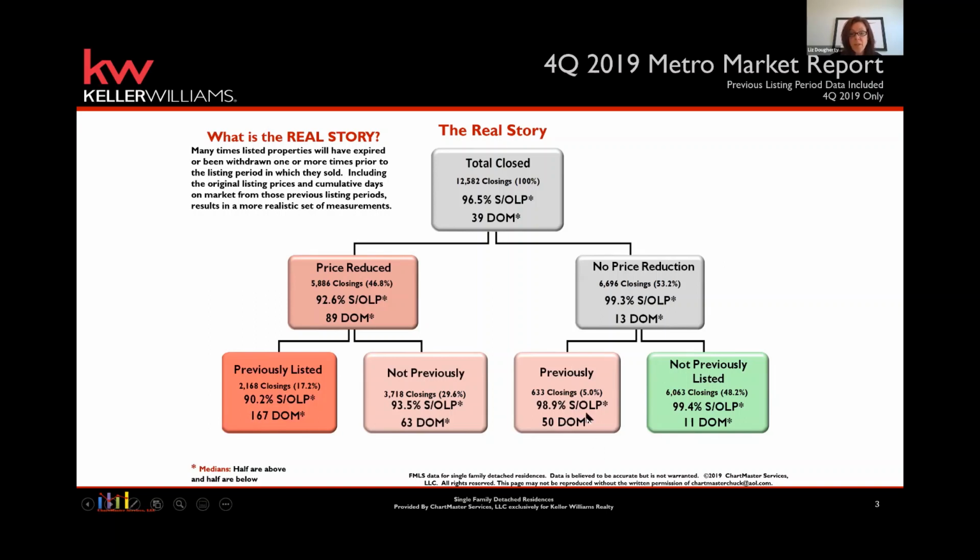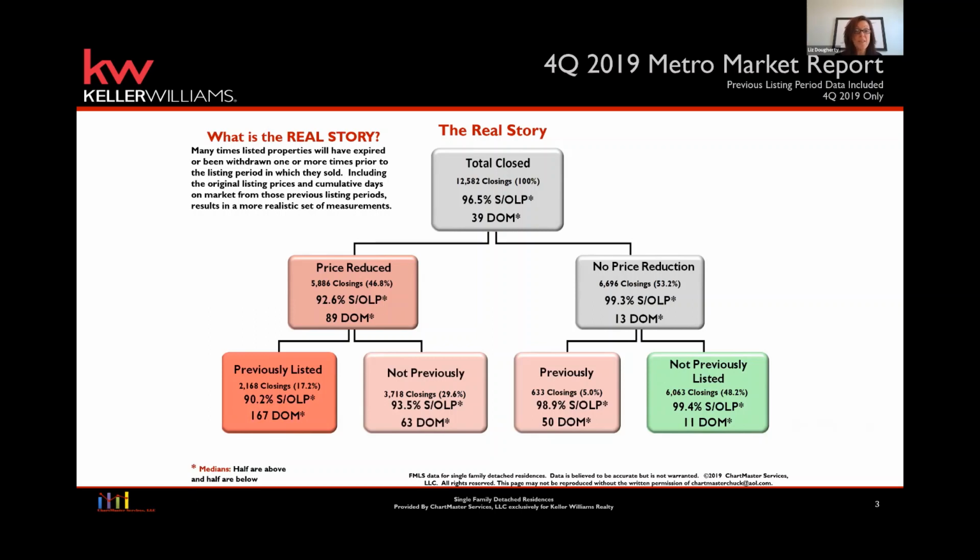And this is what happened to those people. And then the not previously listed, not price reduced is exactly where we want our sellers. And this is the green box. So I always explain it to sellers that I'm meeting with that we want you in the green box, not the red. And for buyers, if we see a green box home, that's going to be as close to asking in your offer as possible.